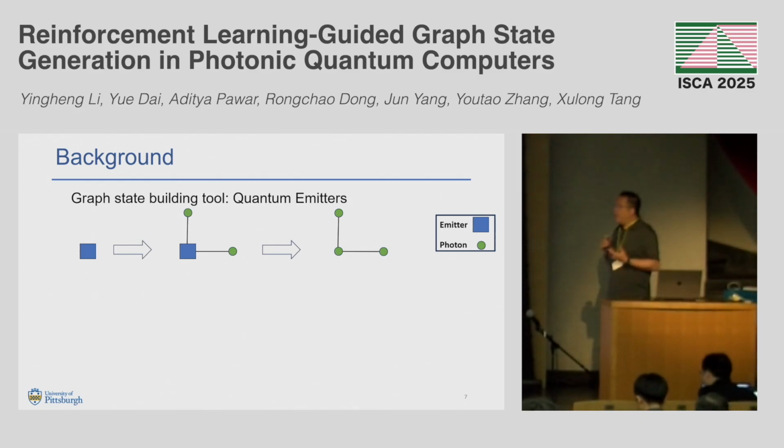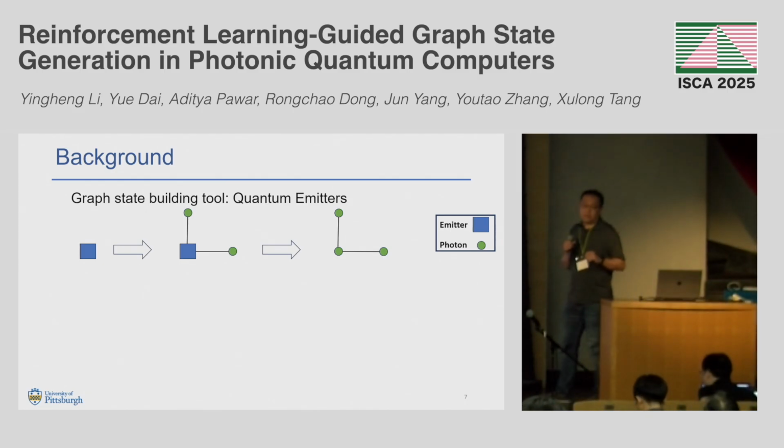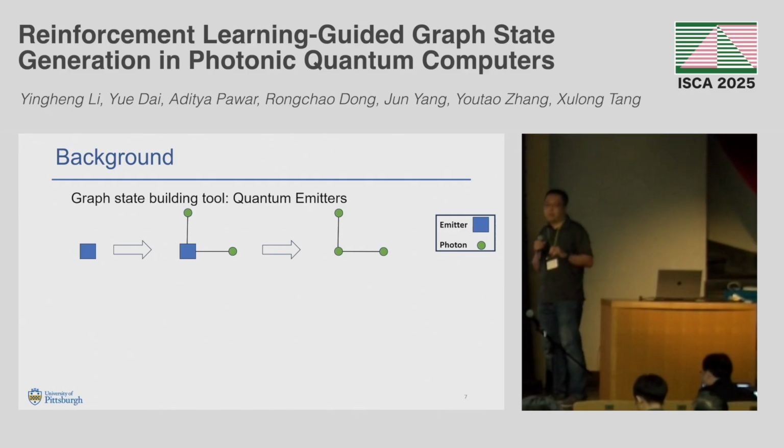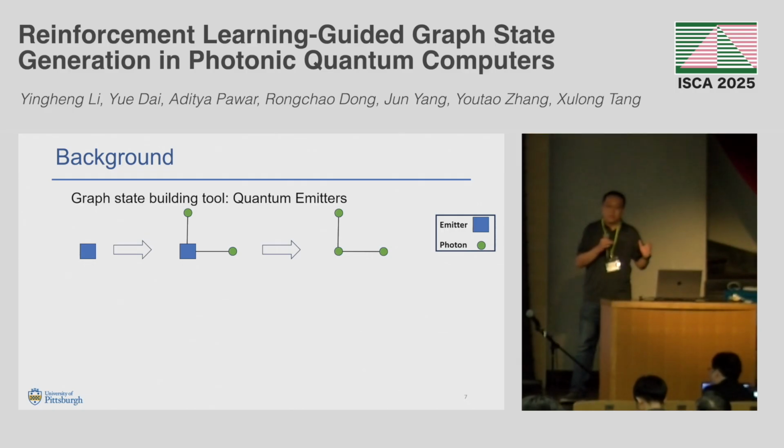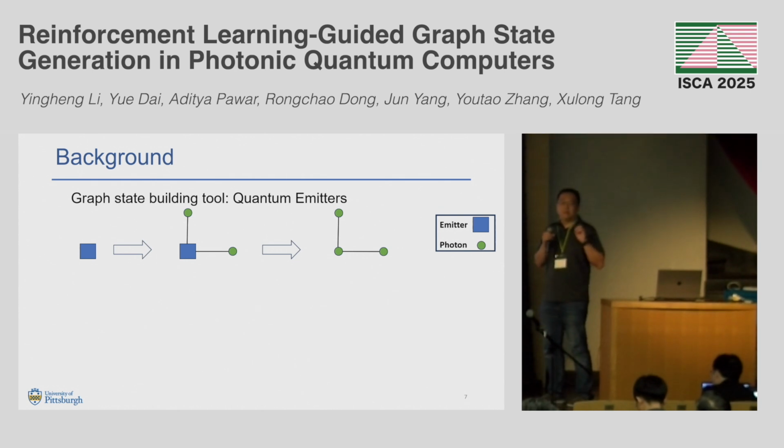To generate the graph state, there are two main ways here. One is using fusion operations. The other one is using a quantum emitter, which is a physical device. There is a bunch of work on fusion operations. The fusion itself is not perfect; there are errors here, and if you fail, you have to regenerate the graphs. So in this paper, we focus on using the physical quantum emitter to generate the graph state.